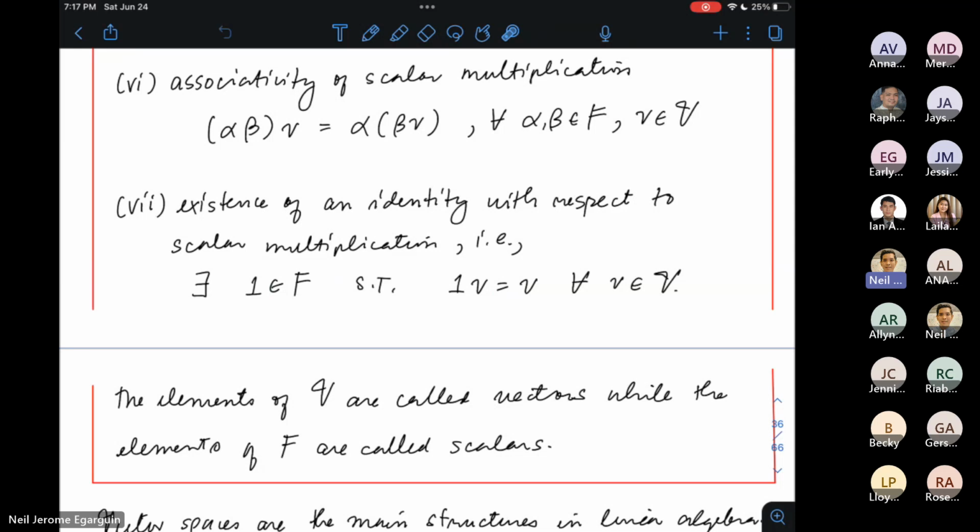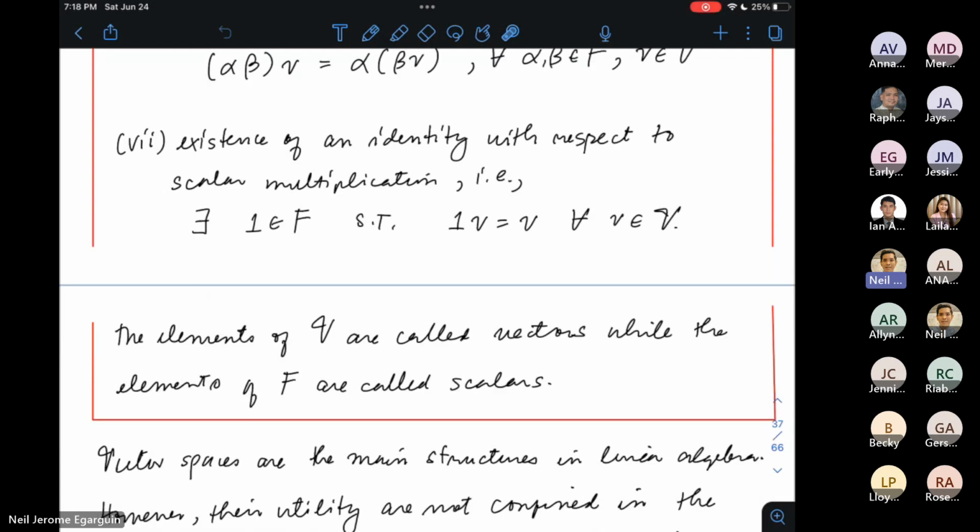All right. And then if all of these 7 properties hold for a particular set V and a field F together with the two operations, vector addition and scalar multiplication, then we can say that V is a vector space. Tapos yung elements ni capital V, sila yung mga tinatawag nating vectors, at saka yung elements ng fields, siya yung tinatawag nating mga scalars. Okay. Is that good? Any questions so far?